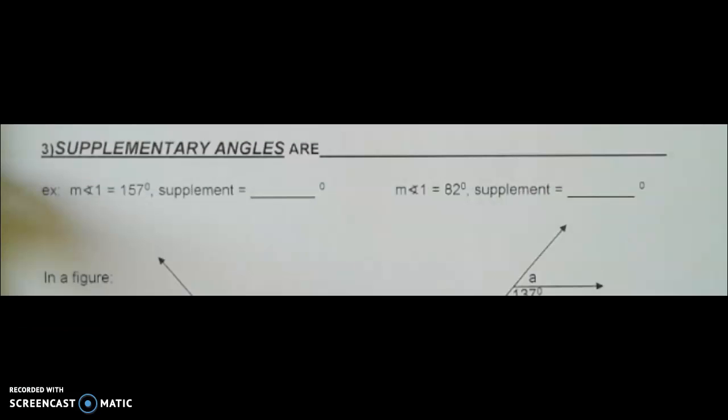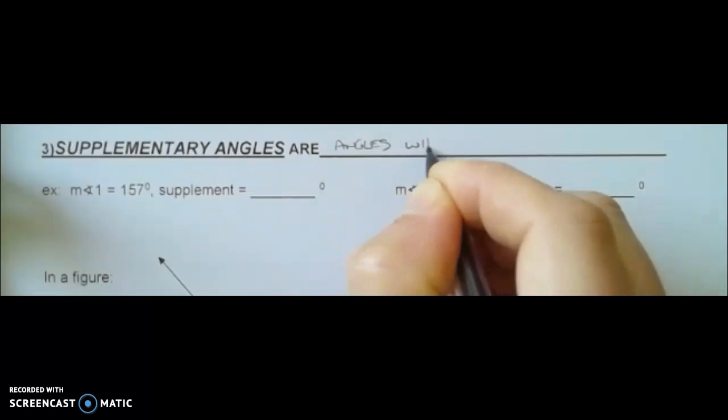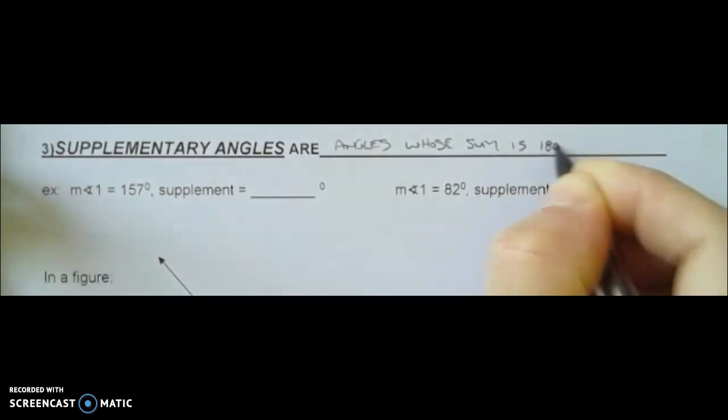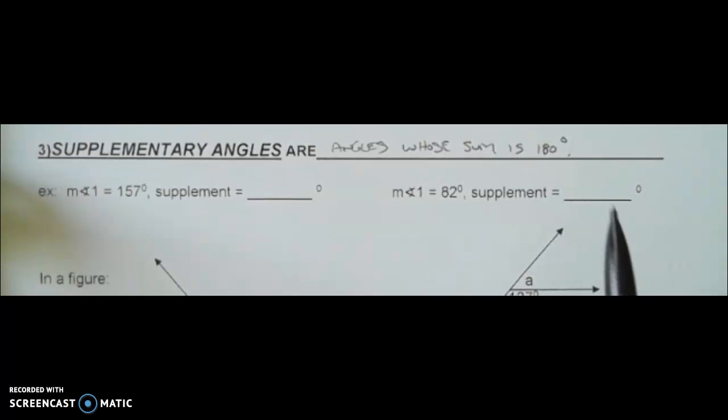The next angle relationship are called supplementary angles. Supplementary angles are angles whose sum is 180 degrees. Angles whose sum is 180 degrees. And remember from last time, a 180-degree angle is called a straight angle. So this is going to be two angles that if you put them together would make a straight line.